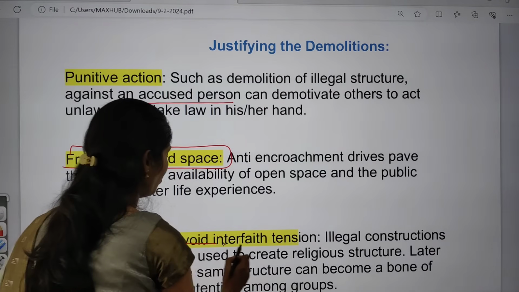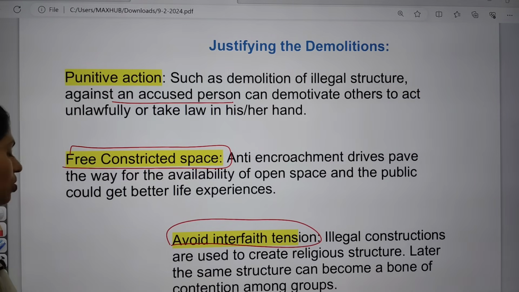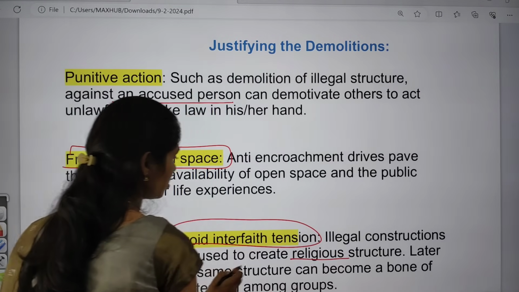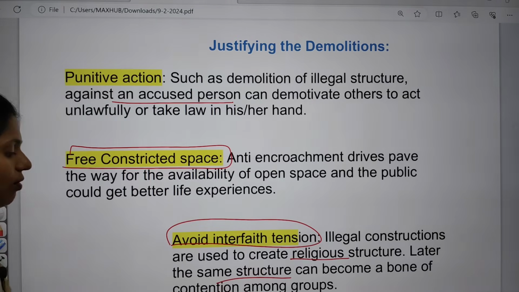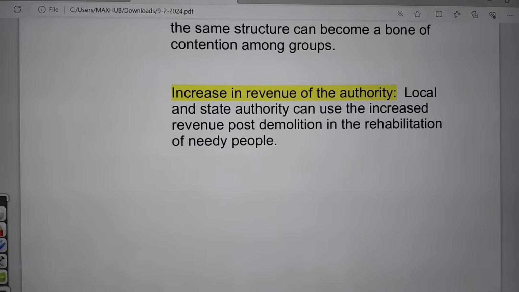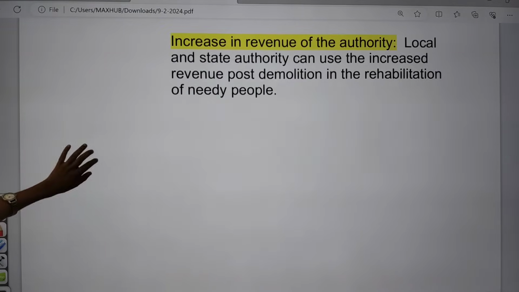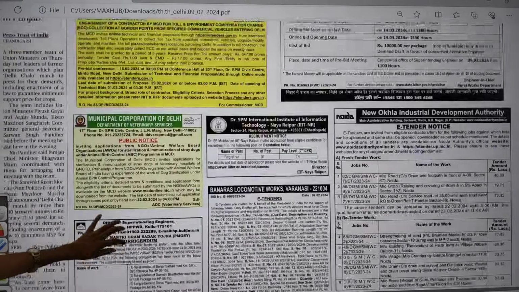The next one is to avoid interfaith tensions. Illegal constructions are used to create religious structures, and later the same structures can become a backbone for contention among groups. And it can also increase the revenue of the authority. These are some important points that you have to know regarding this article. Now let us go back to the page again and see the next article.